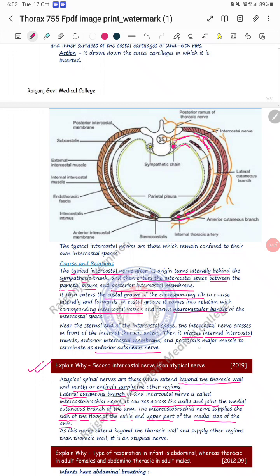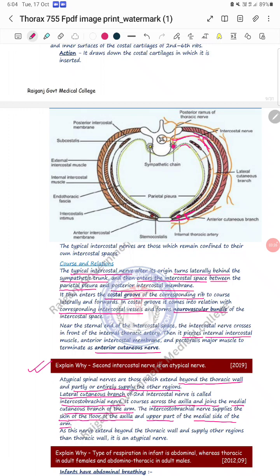And the pectoralis major muscle, to terminate as the anterior cutaneous nerve. This is the anterior cutaneous nerve.